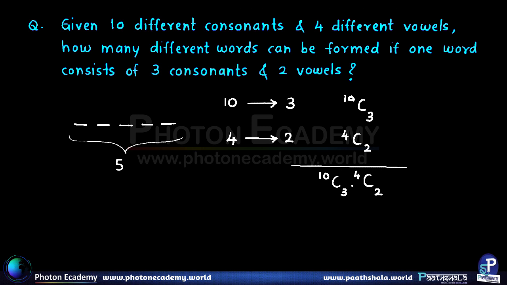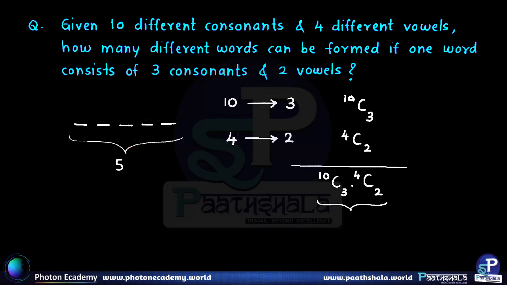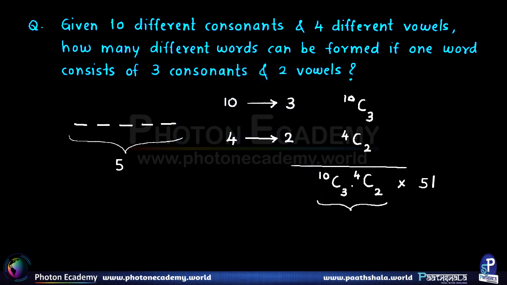So remember that this particular answer is just the number of ways of selecting the 5 required letters. Now having selected those, these 5 letters can be arranged among themselves in 5 factorial ways. So therefore the total number of words that can be formed is nothing but 10C3 into 4C2 into 5 factorial, which is the final answer.